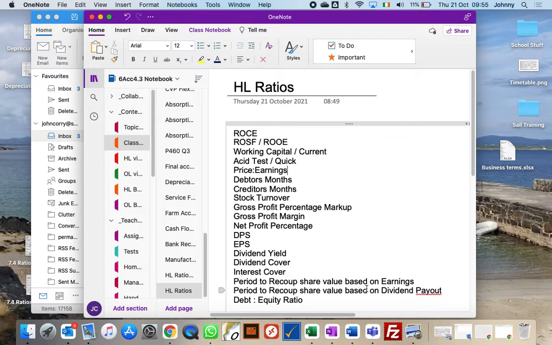And the debt equity ratio we've looked at before, so that's how much of a burden our borrowings are. So that's gearing. Is everyone okay so far?